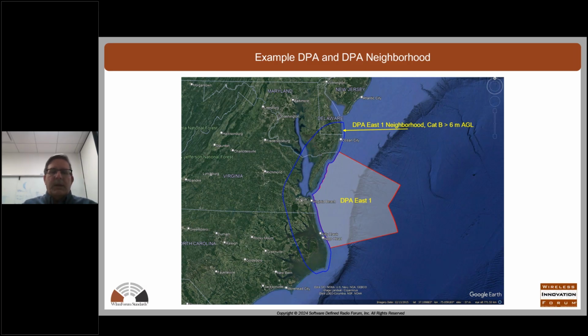So that's the concept of a DPA. The DPA is where the DoD may be operating. The DPA neighborhood defines the area around that DPA where we have to consider each CBSD as a potential interferer, and it has to be part of the calculation that we do every night. Next slide, please, Lee.